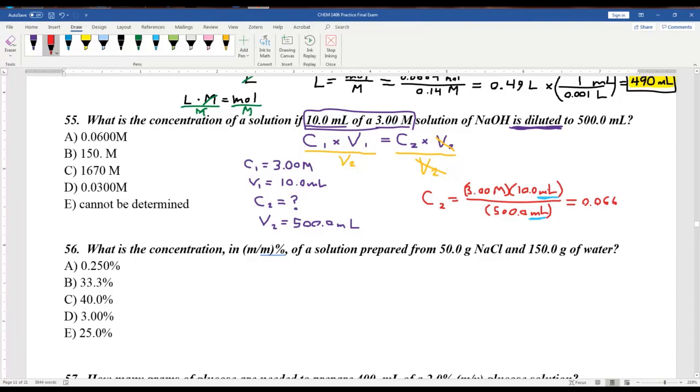0.0667. Oh wait, no, not 0.0667, 0.0600 to be precise, because I have 3 significant figures in each one of these cases. Except for the 500.0, that's actually 4 sig figs. So yeah, this is going to be that, which is A. Cool.